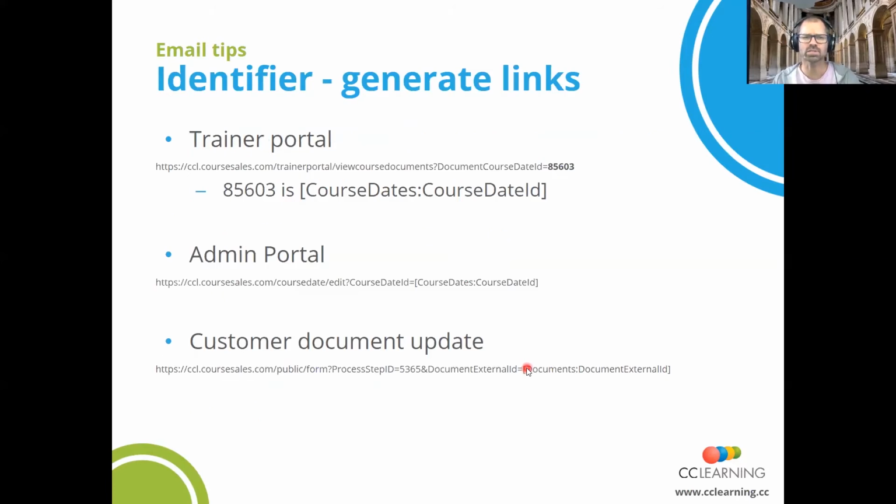So here's some examples. Let's say, for example, you wanted to tell your trainer, this is your course coming up. You can link directly to that course by creating a link. You can see the link here, and it has a whole lot of words and stuff in it, but effectively this shows you view course documents, document course date ID, and then that's the number there. You've actually got access to that number. So you can put a link in your emails that go directly in the trainer portal to the course that's relevant for the trainer. So that's pretty handy.